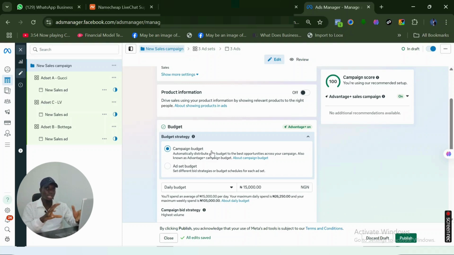That the mistake people make is that they leave their what? Campaign budget, or when they are creating a new campaign, they leave it on default as campaign budget. You see it now? So with this understanding, you begin to see things differently.